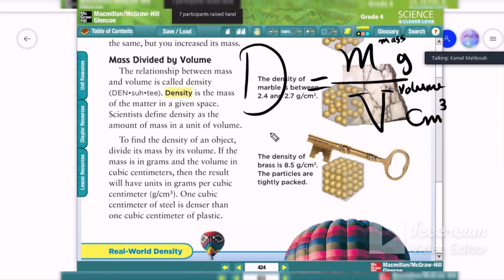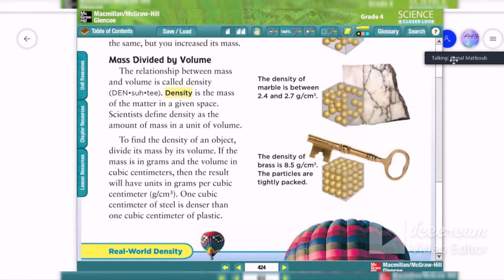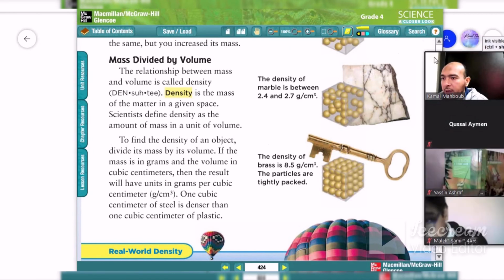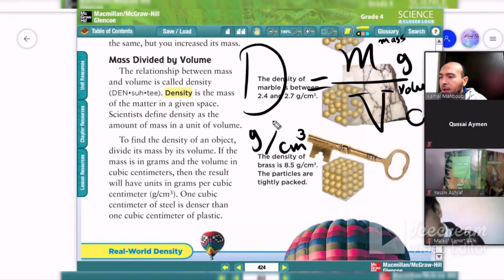Because of that, we can say that density is measured in grams per centimeter cube. Okay, guys? That is the meaning of the unit of density. That is the unit of density. Okay?